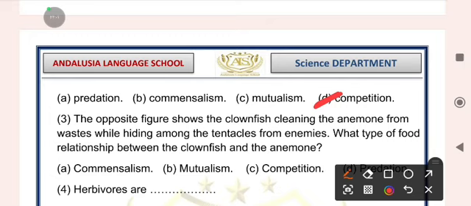Number three, the opposite figure shows the clownfish cleaning the anemone from wastes while hiding among the tentacles from enemies. What is the type of food relationship between the clownfish and anemone? One of them cleans the waste and the other provides hiding from enemies among the tentacles. One benefits and the other neither benefits nor is harmed. So it's commensalism.